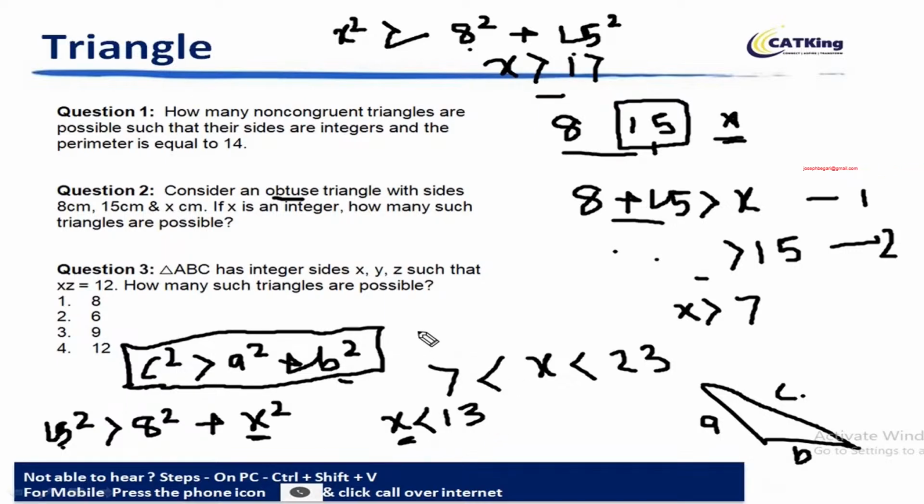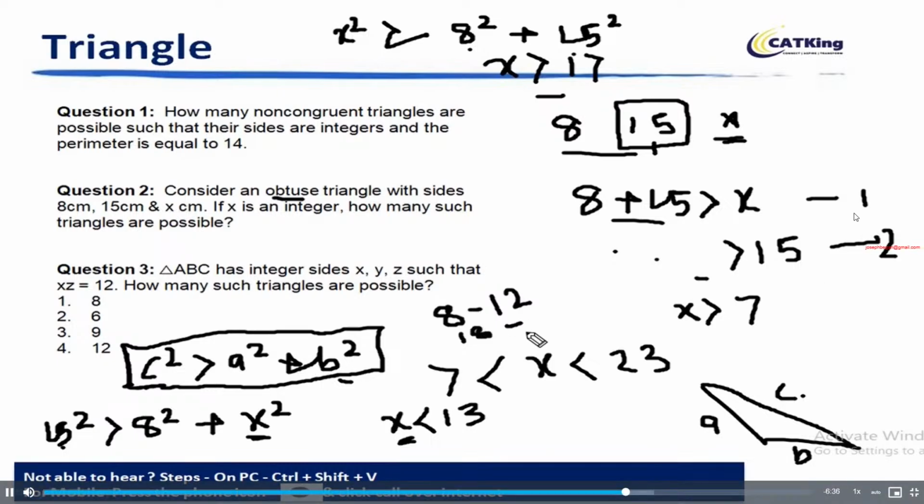So from 8 to 12, and from 18 to 22, all the possible values of x are there, right? So the value of x lies from 8 to 12, and 18 to 22.